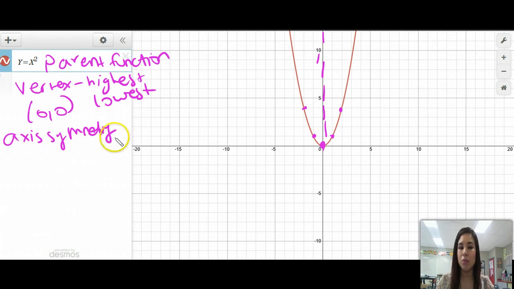Now for the axis of symmetry, we actually write an equation for it. Our axis of symmetry is a straight line going through 0. So this straight line, if I asked you for the equation, would be x equals 0.